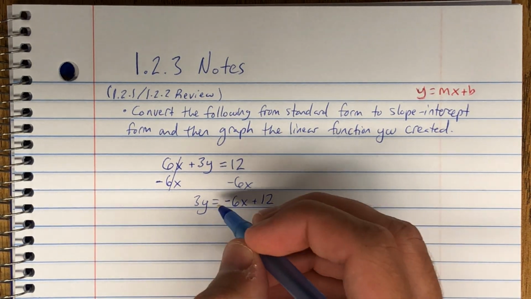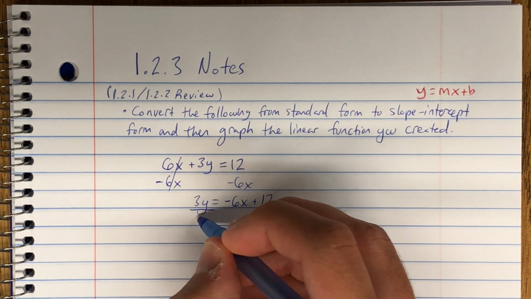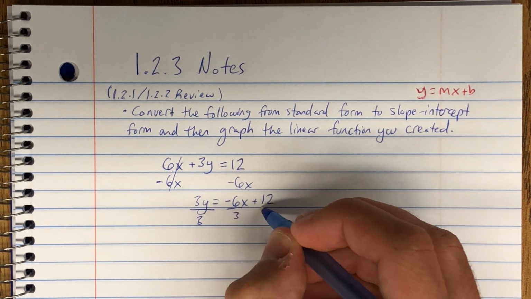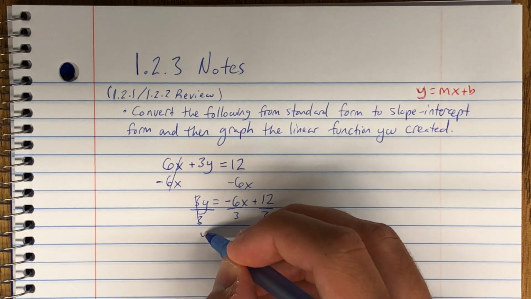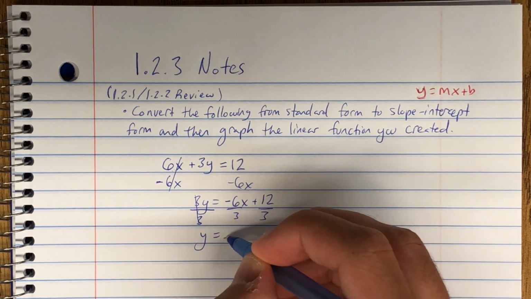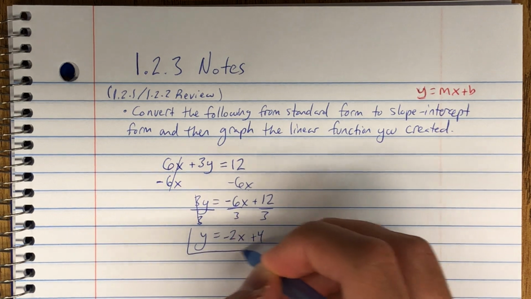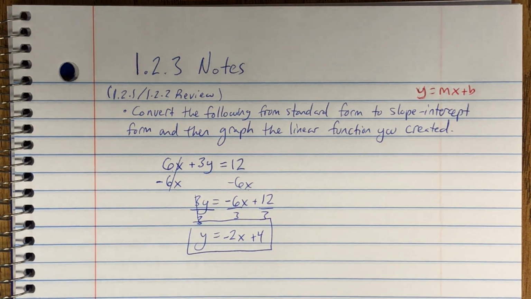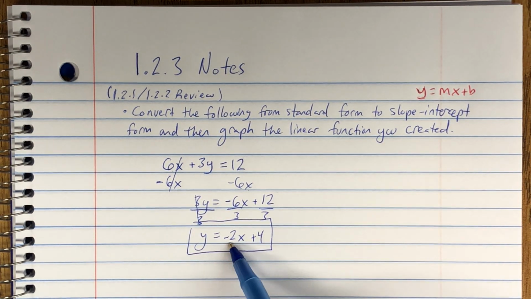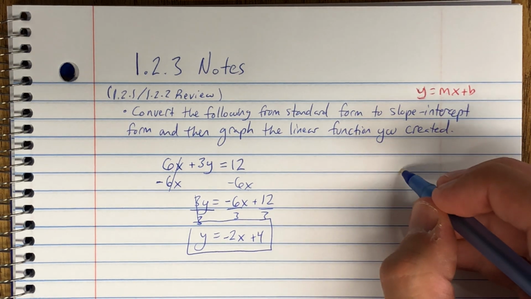Last thing we have to do to get y alone is get rid of that multiplier. Cancel multiplication with division. So you've got y equals negative 6 over 3, which is negative 2, and 12 over 3 is 4. So we've done the first part. We've converted to slope-intercept form, y equals mx plus b. Now let's graph it.